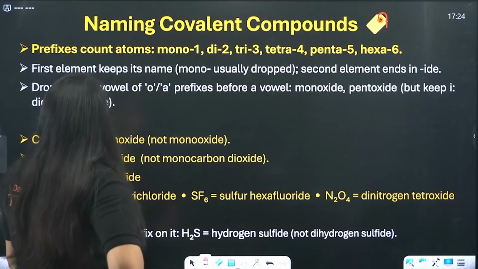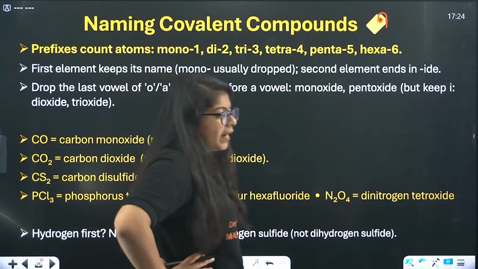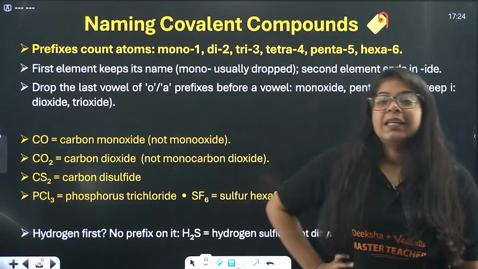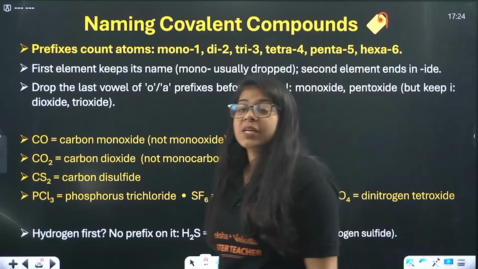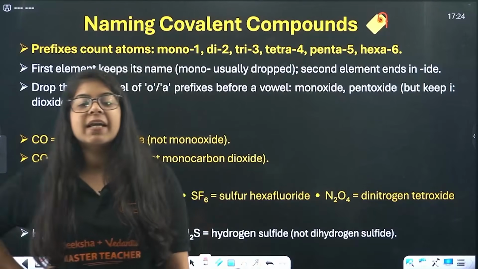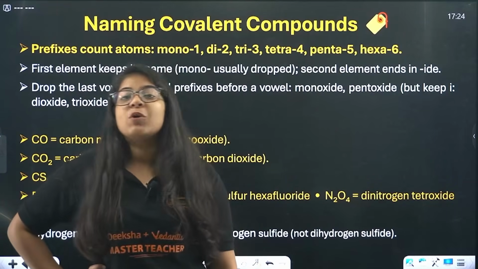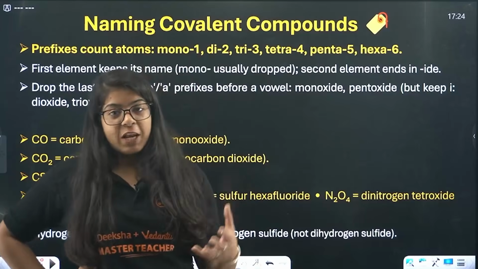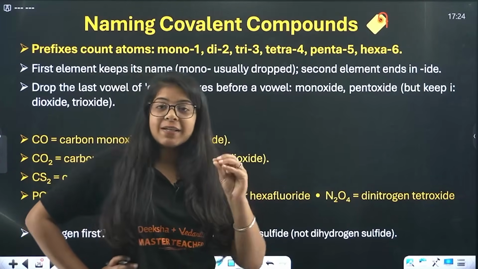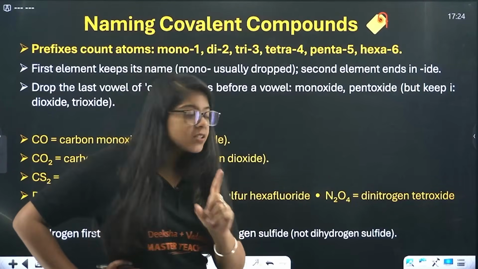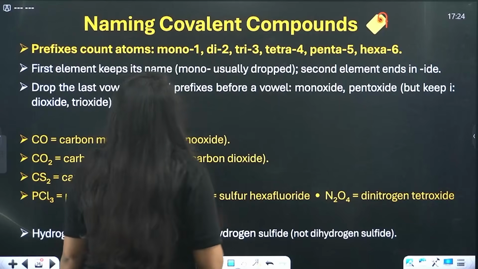That is your naming of covalent compounds. Beta, naming of these covalent compounds is super important. It will help you in your +1, +2 as well. Okay, so make sure you understand these things very carefully. The first thing you need to understand is this.